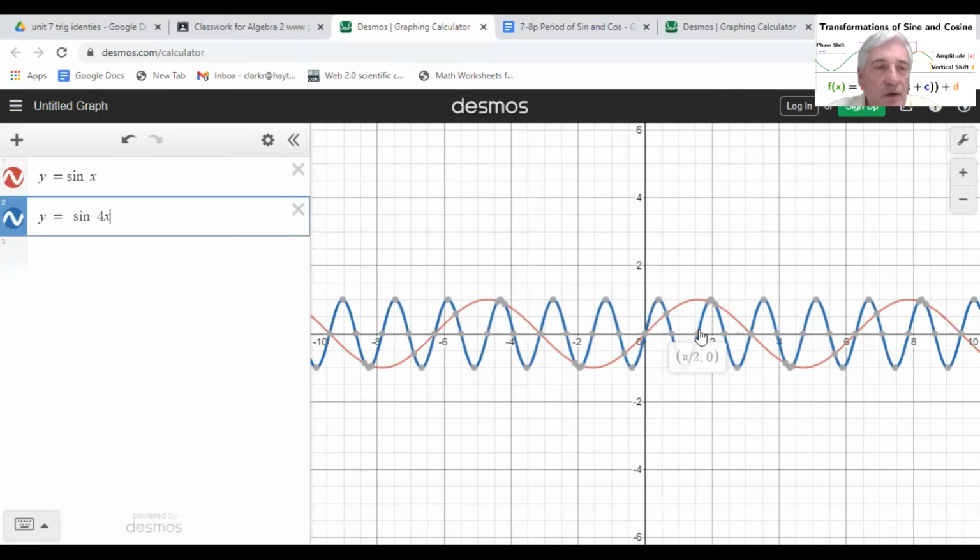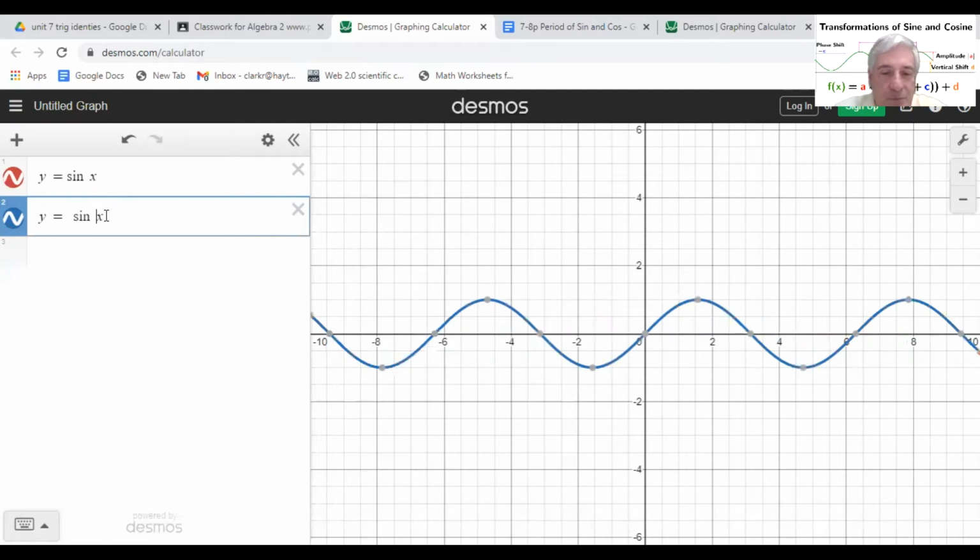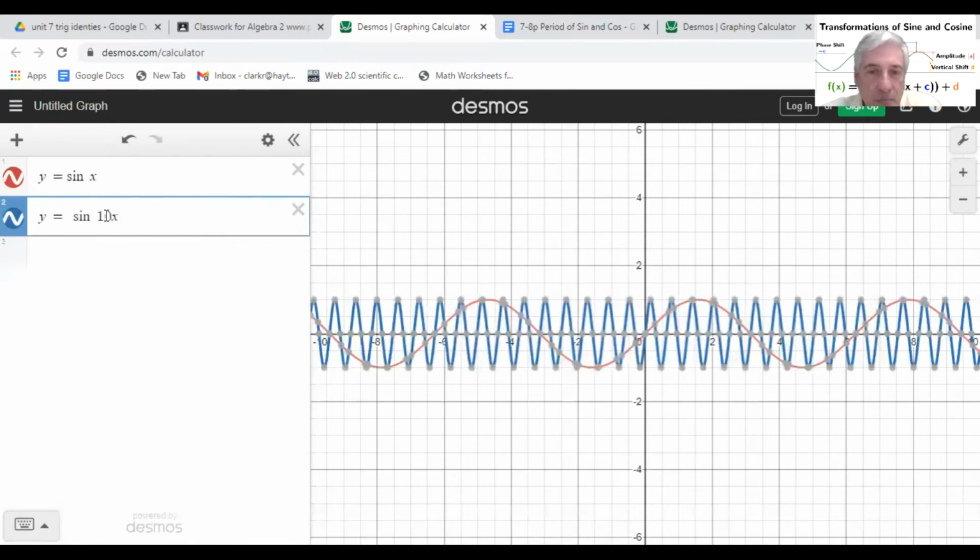Now, we found out what happens with 4. What would happen with 10? Well, let's find out. Just get rid of this 4, and let's put a 10 out there. And now, I told you how to find the period. You take 360 divided by the number in front of x. 360 divided by 10 is 36. One up hump, one down hump takes us 36 degrees.